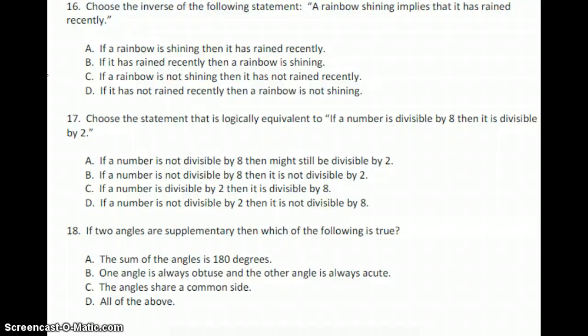Okay. Choose the inverse of the following statement: a rainbow shining implies that it has rained recently. Inverse would mean if not P, then not Q. So I changed both parts, the if part and the then part, to not. First of all, this changes to an if-then statement to make it a little easier to dissect. A rainbow shining implies, remember we thought it implies means we're going in the same direction as if and then. A rainbow shining, so it's like if rainbow.